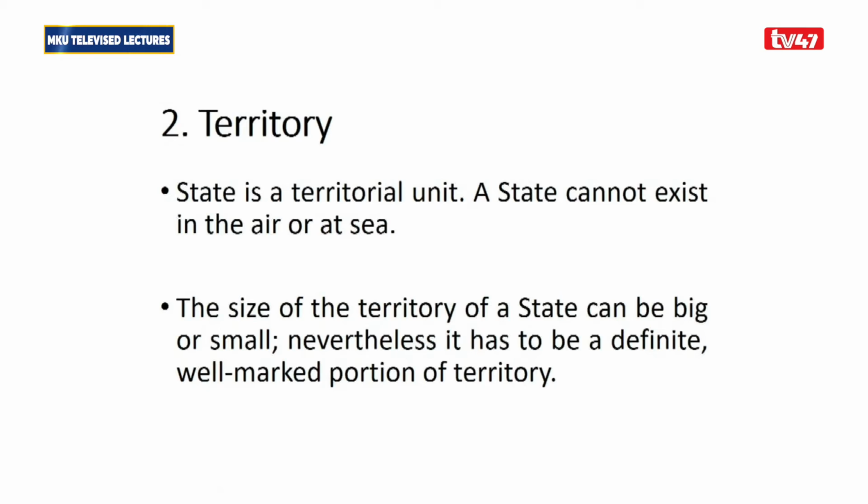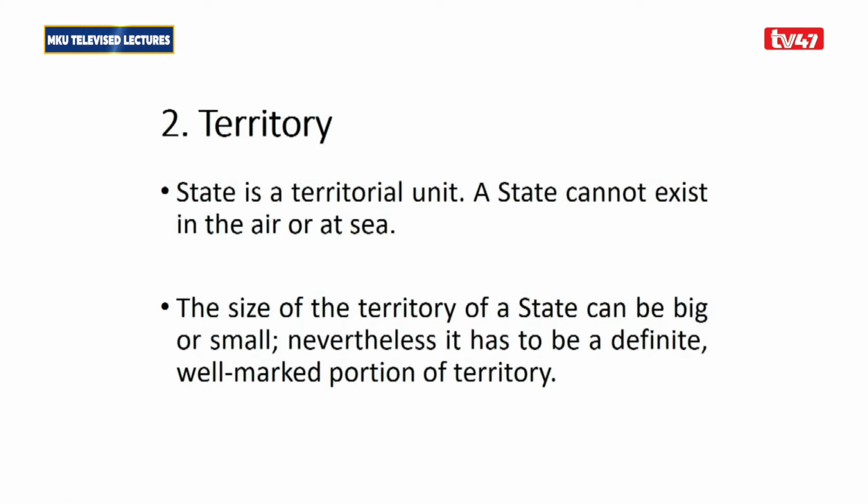Also, there is the other element of a state, and this is the territory. A state is a territorial unit, and a state cannot exist in the air or the sea. That's why we are saying that a state exists on a territorial unit. We can use a territory to define what is a state. There is the Kenyan territory, the Ugandan territory, the Tanzanian territory, and the size of the territory of a state can be big or small. Nevertheless, it has to be a definite, well-marked portion of territory.